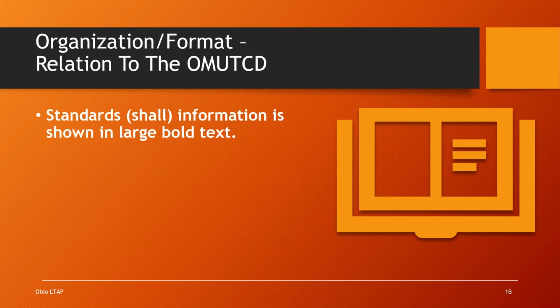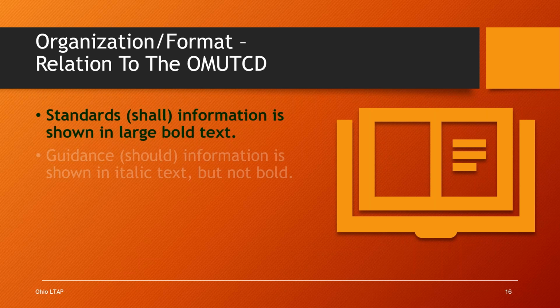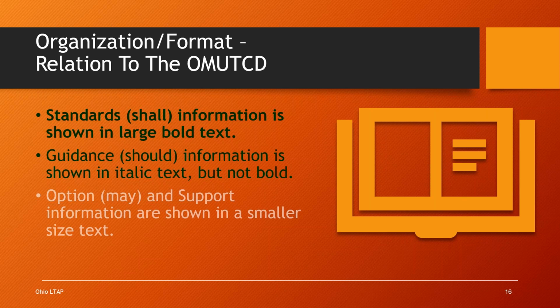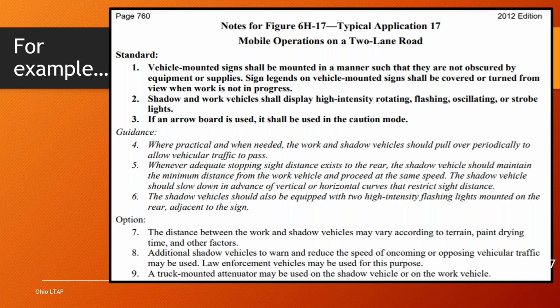So as we open up the manual and check out different typical applications, you'll see that the standards are written in the large bold text, and the guidance is shown in italic text, but not bold. And then the options are shown in a smaller size text. So here's an example of a notes page from a typical application. This particular one is number 17 and is titled Mobile Operations on a Two-Lane Road.